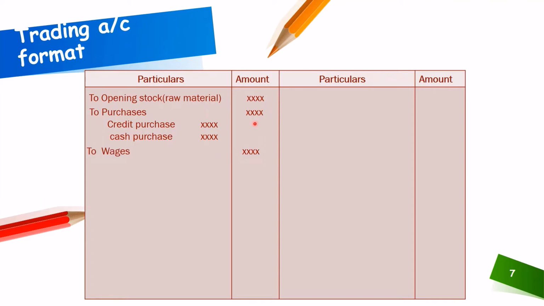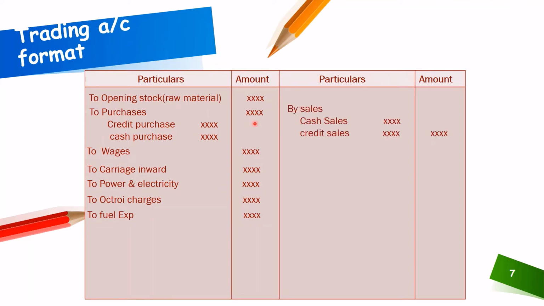And next, wages, meaning wages paid to labor. And next, carriage inward, meaning transportation expenses, and power and electricity expenses, and octroi charges, meaning tax on purchasing goods. Octroi is nothing but tax on purchases of goods. And next, fuel expenses. And coming to the right hand side, we'll record all the incomes.